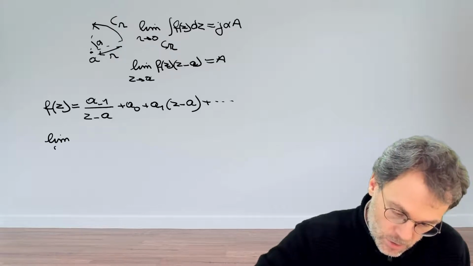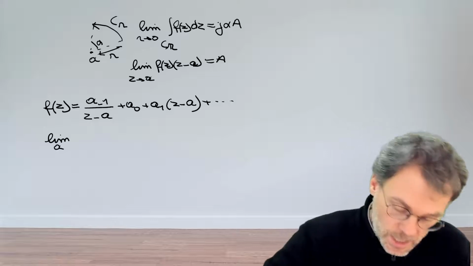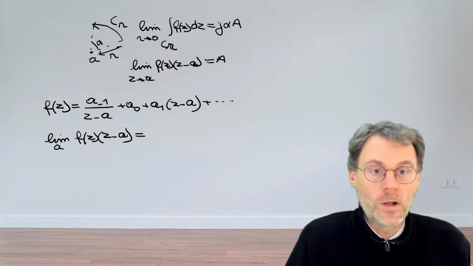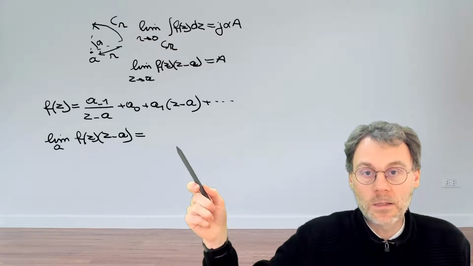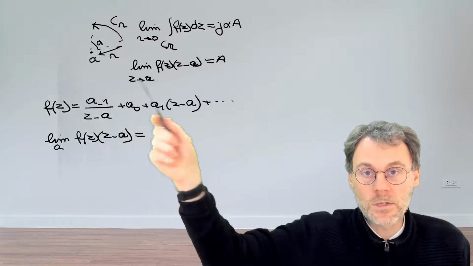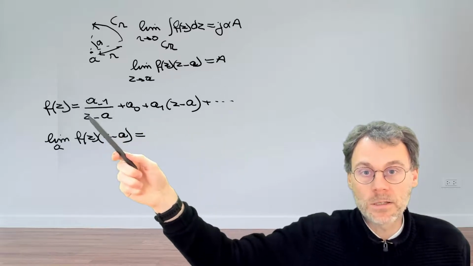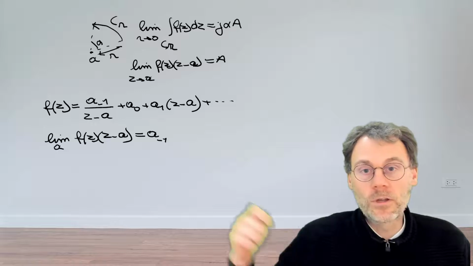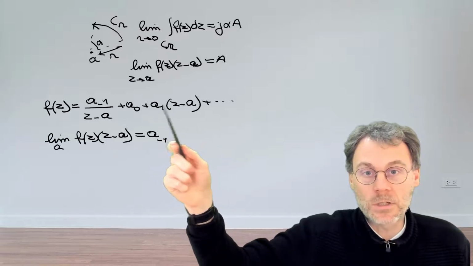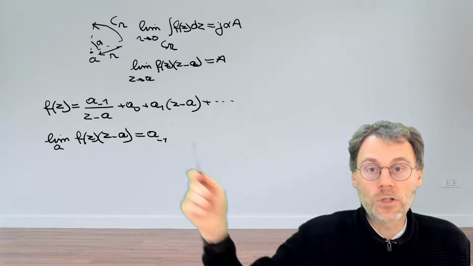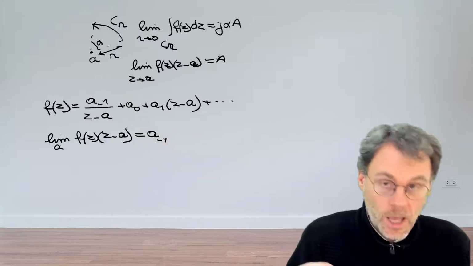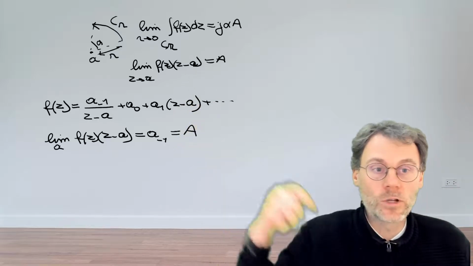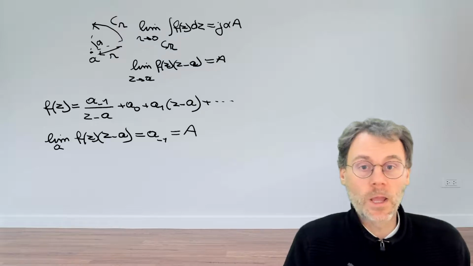The limit of z going towards a of f of z times z minus a. Well, you can easily verify for yourself that if you take this expression of f of z and multiply by z minus a, then we have for the first term just a minus 1. And for all of the other higher order terms, they will have a factor z minus a. So in the limit of z approaching a, all of these other terms will vanish, which leads us to the conclusion that a minus 1 is actually this constant A which we introduced here.